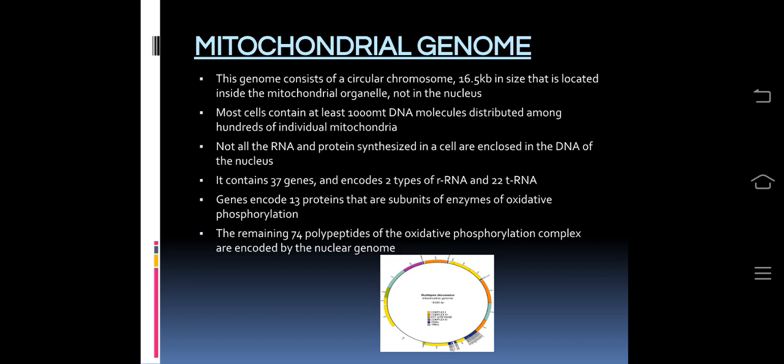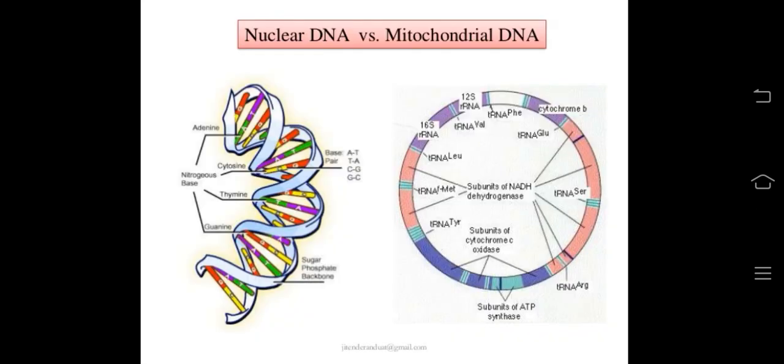It contains 37 genes and encodes 2 types of rRNA and 22 tRNAs. Genes encode 13 proteins that are subunits of enzymes of oxidative phosphorylation. The remaining 74 polypeptides of the oxidative phosphorylation complex are encoded by the nuclear genome. Then, nuclear DNA versus mitochondrial DNA.